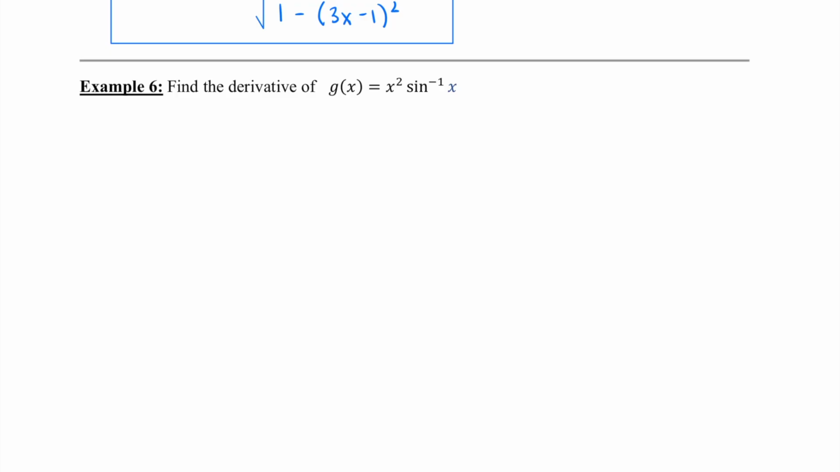Now let's try another example. Find the derivative of g of x equals x squared times sine inverse of x. This is a product of two functions, so we are going to use the product rule. G prime of x equals the derivative of the first function times the second function plus the derivative of the second function times the first function.